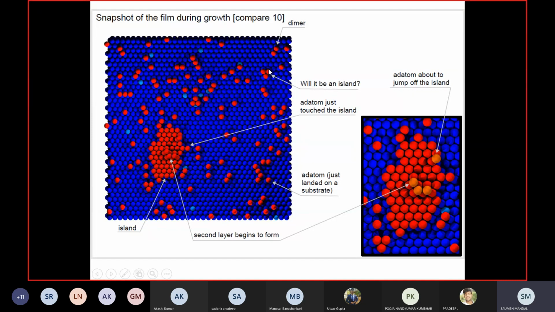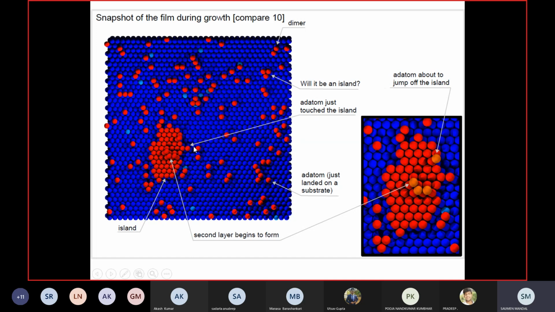These three are joined together, but it may form an embryo, and then slowly form a nucleus. They are in the process of formation. This is one kind of island formation, and this is stable. When it's stable, you can see atoms continuously touch the island.